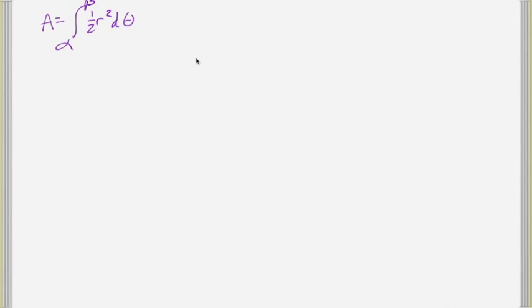Area is the integral from alpha to beta, just our two angles, 1/2 r squared d theta. We could go through why it has to be 1/2 the curve squared, instead of when we're working with x and y equations, the area is just integrating the curve. Why we have to do the 1/2 and the squared here comes from all of those substitutions and stuff.